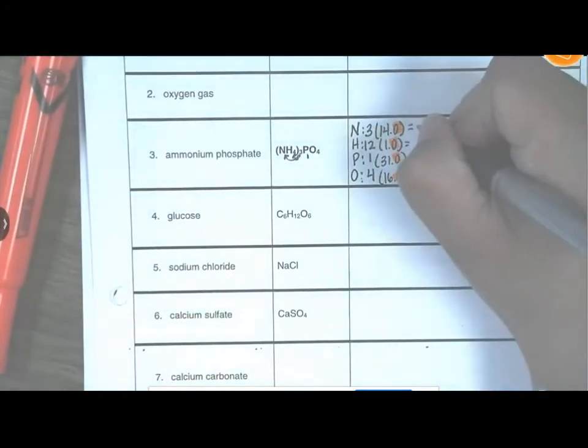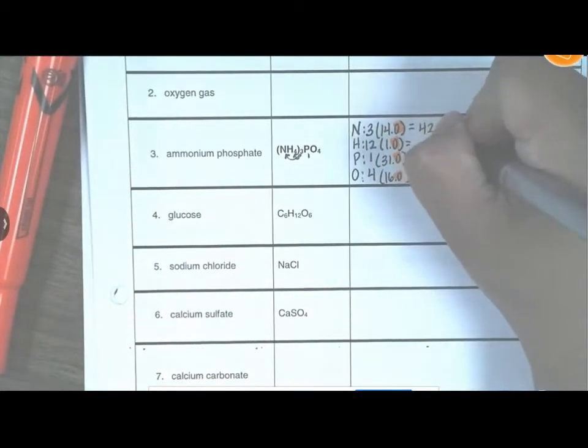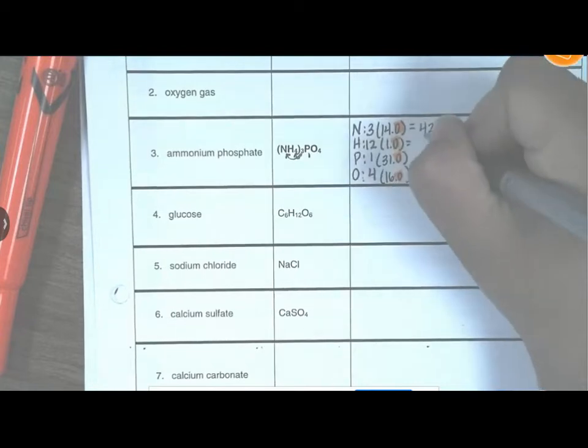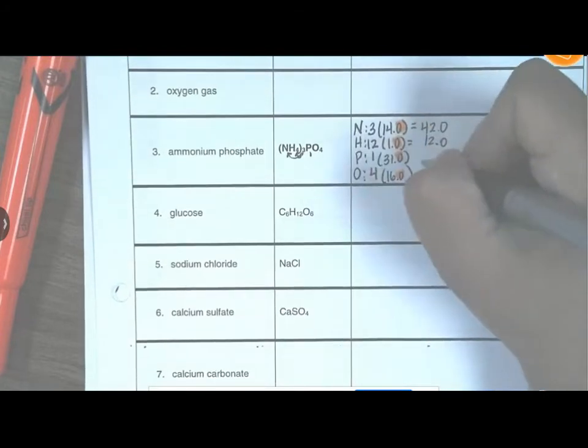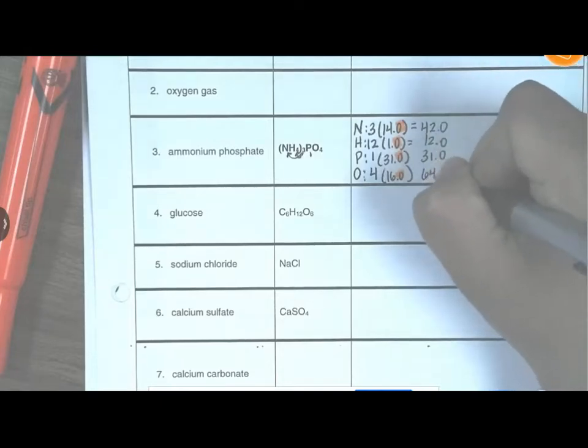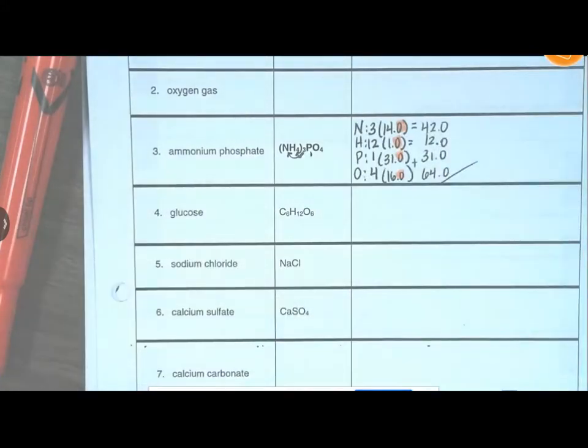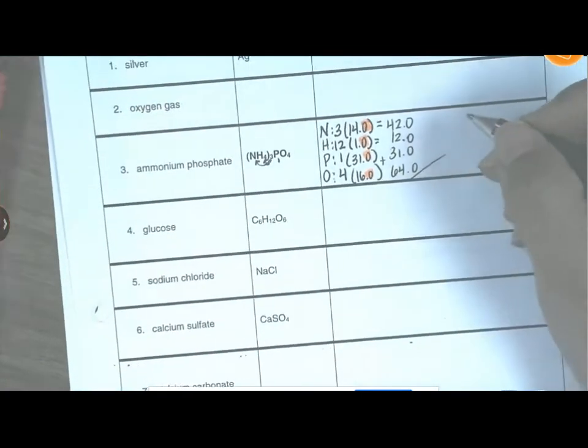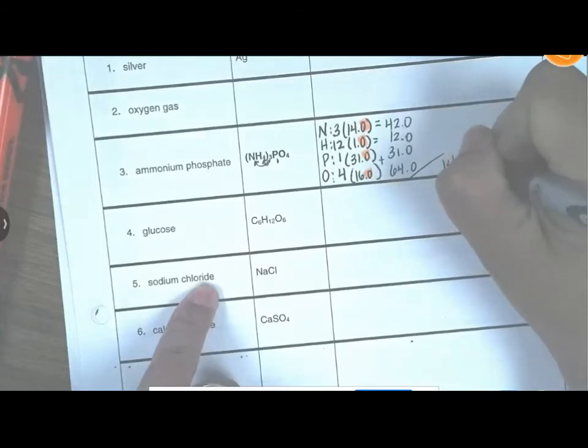14 times 3 is 42.0. 12 times 1 is 12.0. 1 times 31 is 31.0. And then my 4 times my 16 is going to give me 64.0. Now, I add these up. So I'm going to take 42 plus 12 plus 31 plus 64. And I get 149 in my calculator.